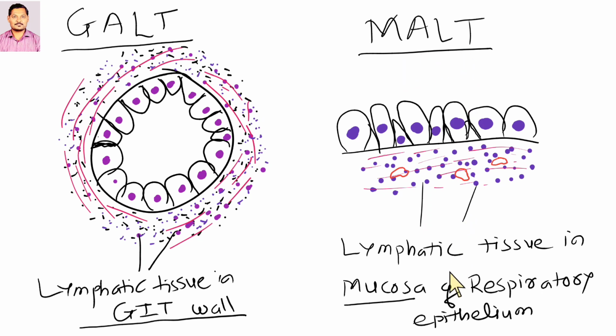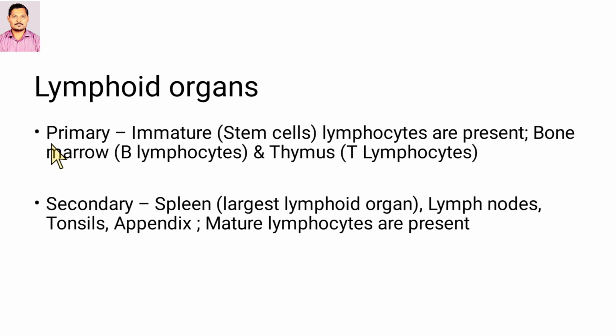Okay. Lymphoid organs are of two types, primary and secondary, or they are also called central and peripheral. Primary organs contain immature lymphocytes and they are matured in the respective primary organs. If they are matured in the bone marrow, they are B lymphocytes, and if they are matured in the thymus, they'll be called T lymphocytes.